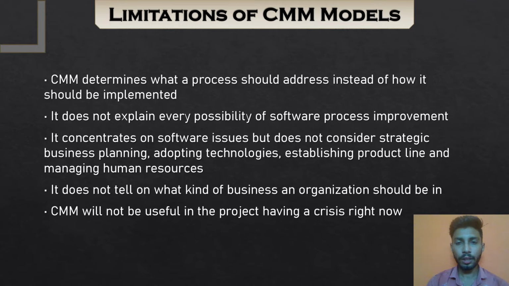Now we will see what the limitations of the CMM model are. CMM determines what a process should address instead of how it should be implemented. It does not explain every possibility of software process improvement. It concentrates on software issues but does not consider strategic business planning, adopting technologies, establishing product lines, and managing human resources.